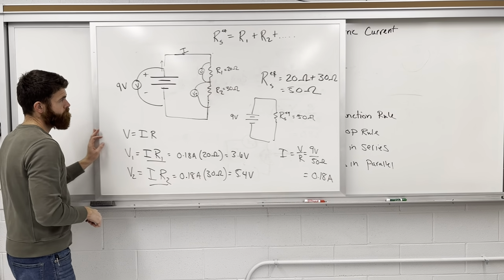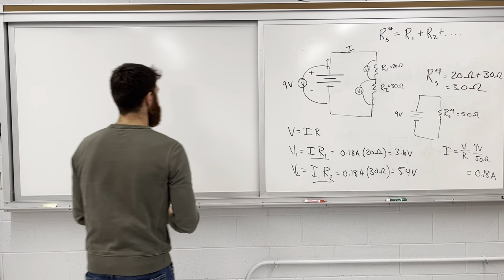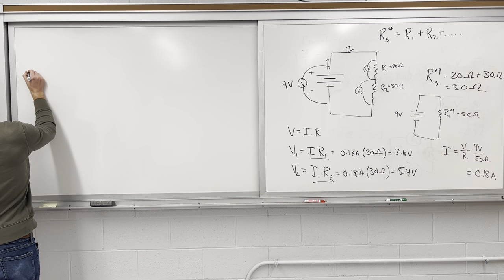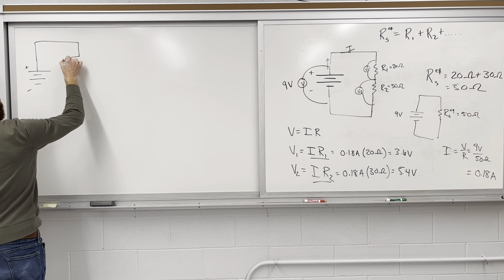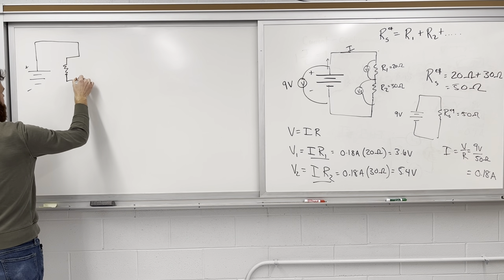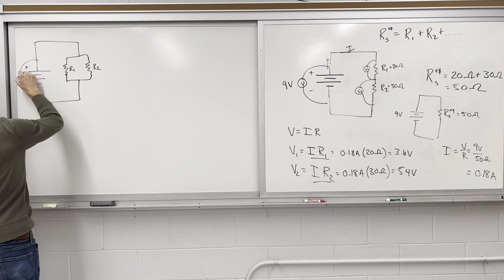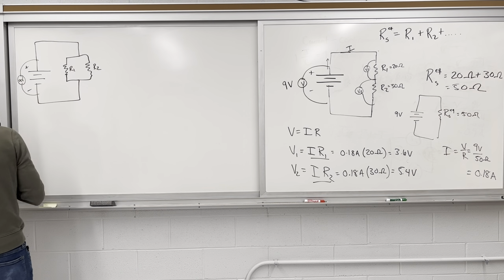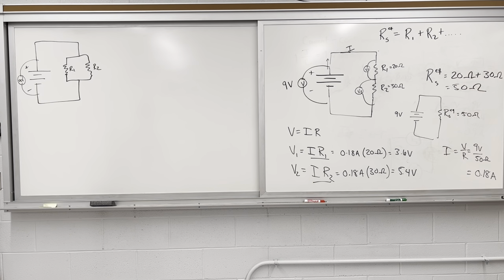Let's look at the same two resistors, but let's wire them differently. Let's say we have the same nine-volt battery, but now R1 and R2 are connected in parallel.